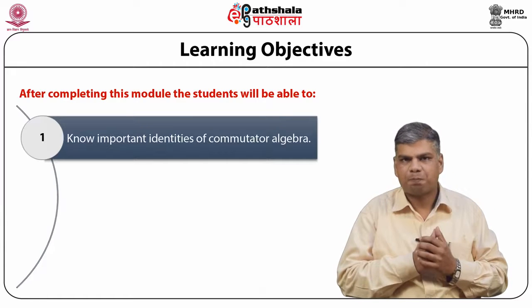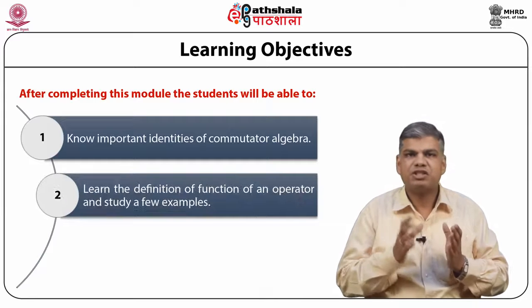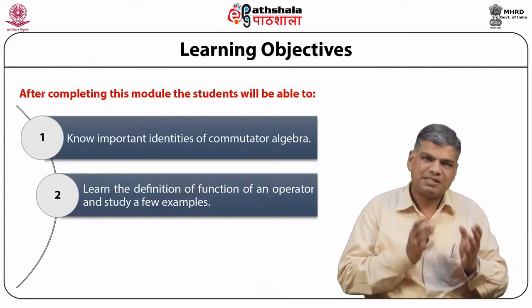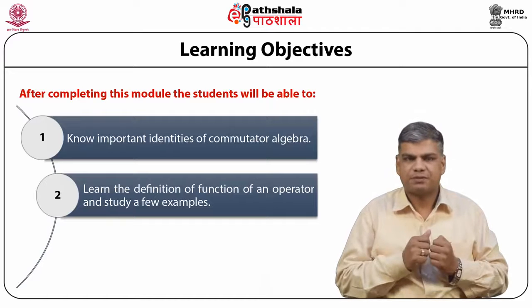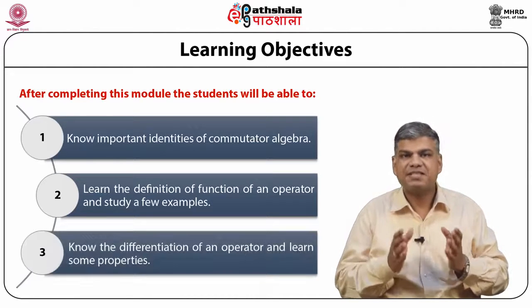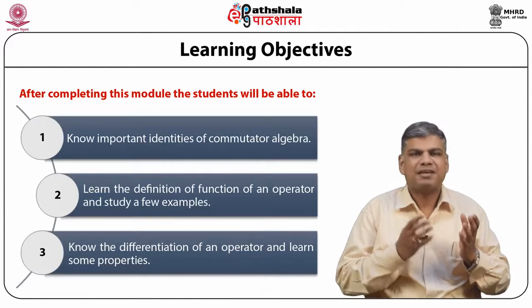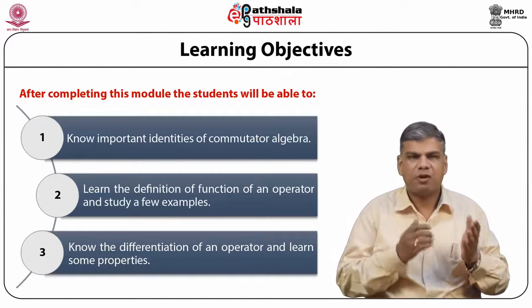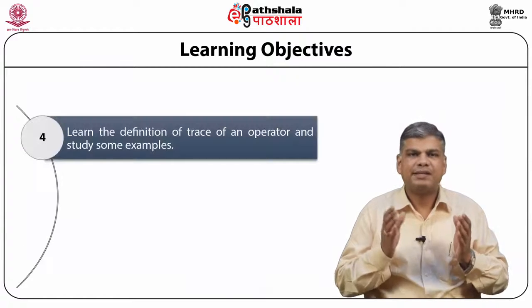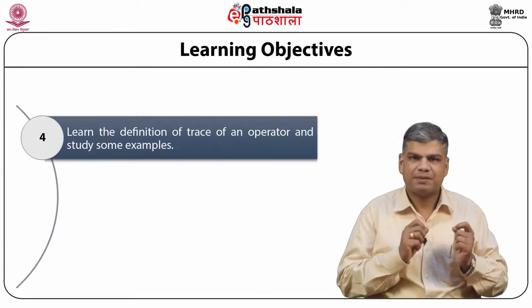quantum mechanics. From here, we'll move on to learning the definitions of functions of an operator, and we will also study a few examples. We'll then get to know the differentiation of an operator and learn some properties relating to the differentiation of the operator. Then we will learn the definition of the trace of an operator and study some examples.